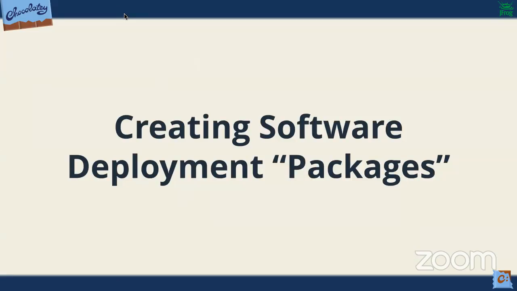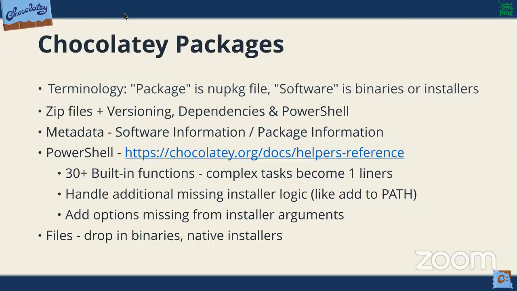So when it comes to creating software deployment packages, as we like to call them, when it comes to Chocolatey, it's a NUPKG file, that's what we call packages. And everything else is software binaries, right? And so if you took that package, you renamed it to a zip file, you'd be able to unpack that archive and you would see a nuspec in there that would have the metadata. Many times you're going to see PowerShell in there, and you're also going to see runtime binaries and native installers as well.